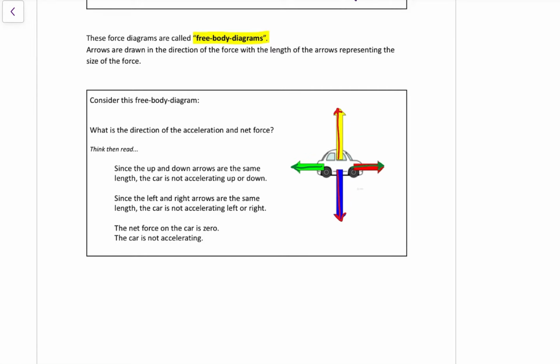Since the forces cancel out, the net force is zero. That means the car is not accelerating. This car could be rolling forward. It could be moving forward. It's just not accelerating forward. It's going at a constant velocity.